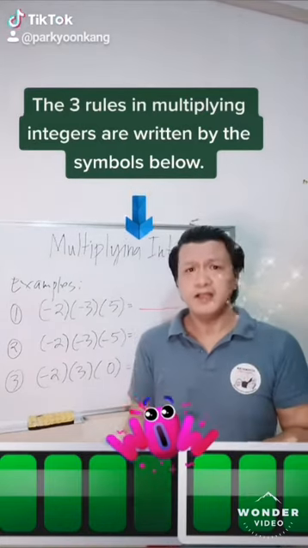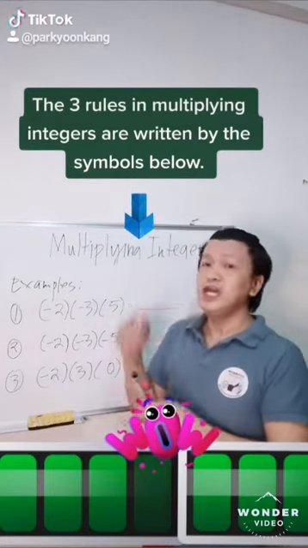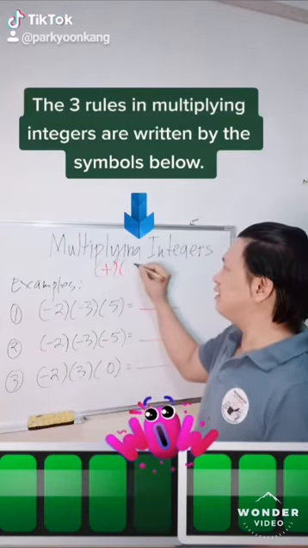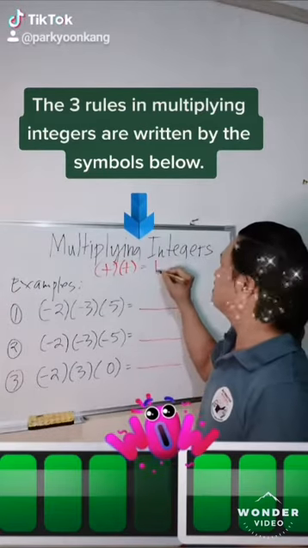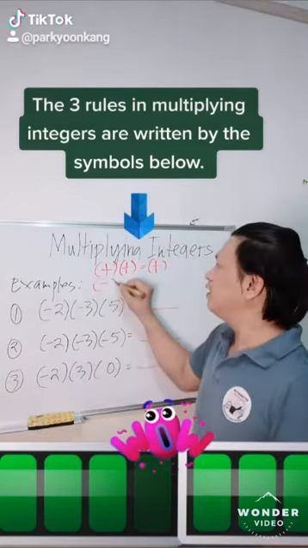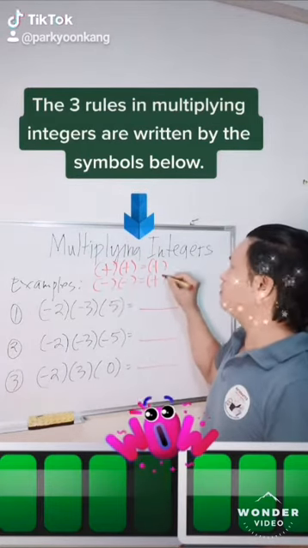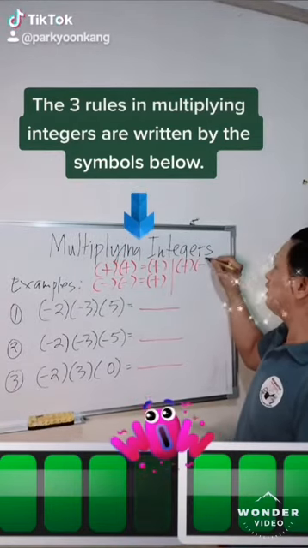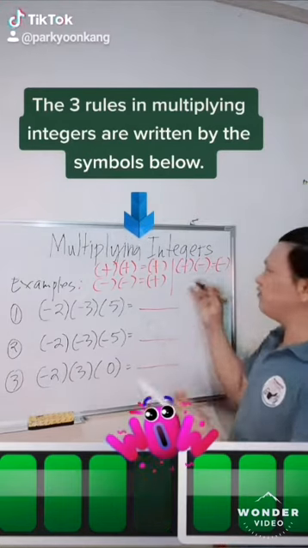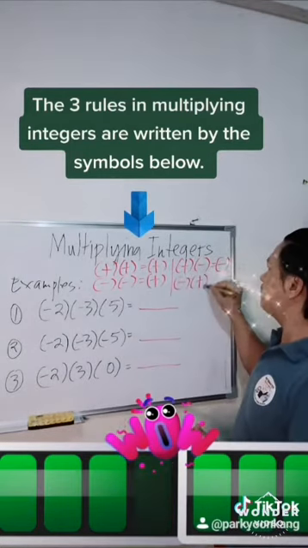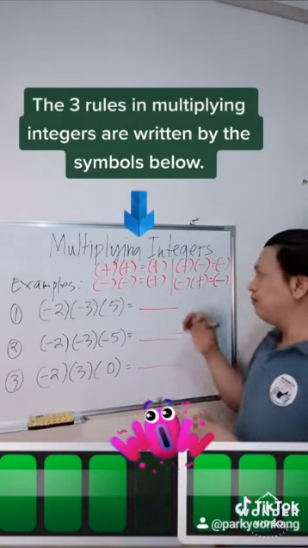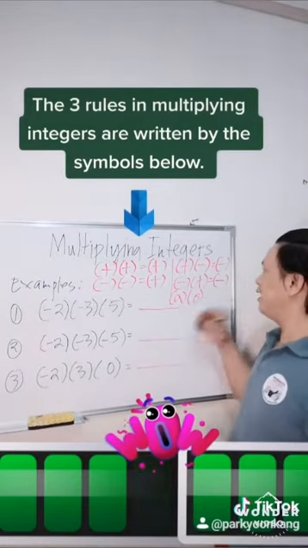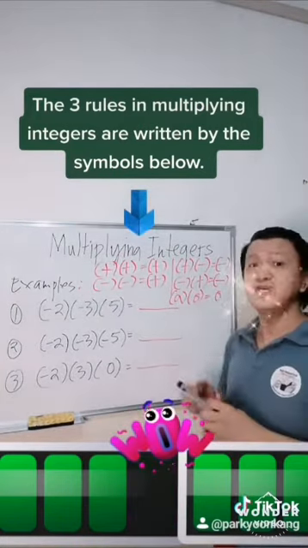How are you going to generalize the rules in multiplying integers? Let's recall the lesson a while ago. If you multiply positive by positive, their product is simply positive. If you multiply both negative, their product is also positive. But if you multiply positive by negative, their product is simply negative. Or if you interchange, negative multiplied by positive, their product is negative. And also, if you multiply any real number a by 0, that is 0, the zero product property.